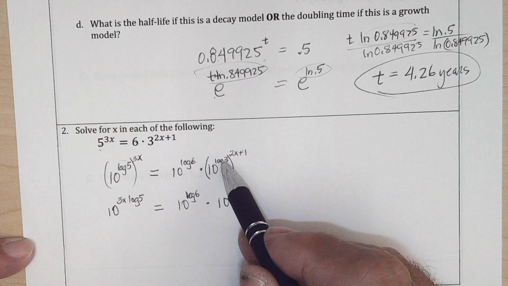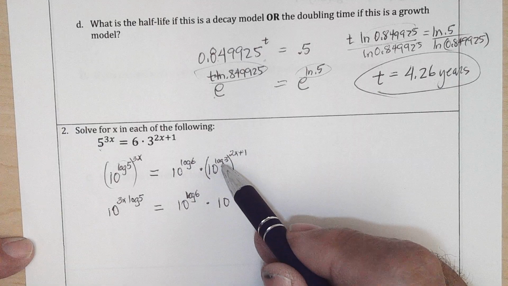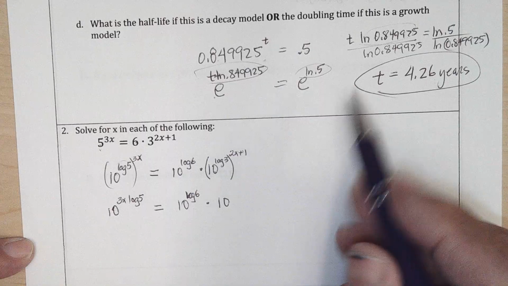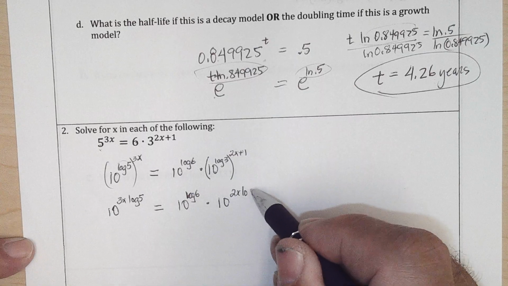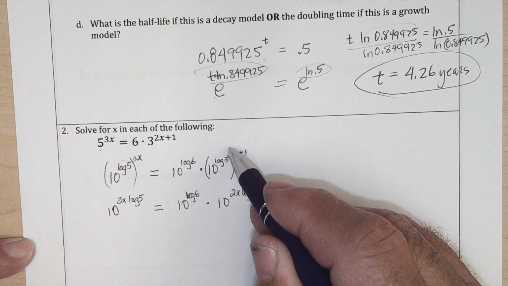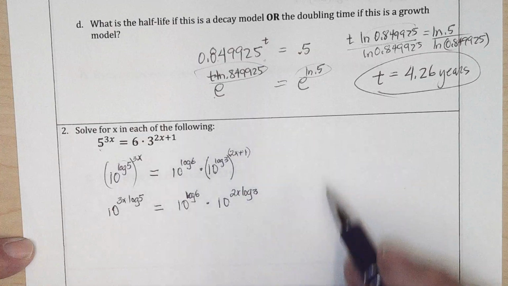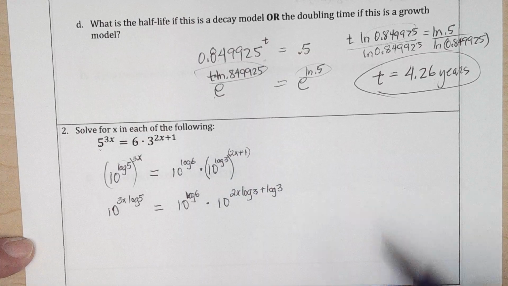So I've got to multiply these powers because it's a base to a power to a power. So I've got to take log 3 times 2x. And I've got to take log 3 times the 1. I've got to distribute it to this quantity, plus log 3.